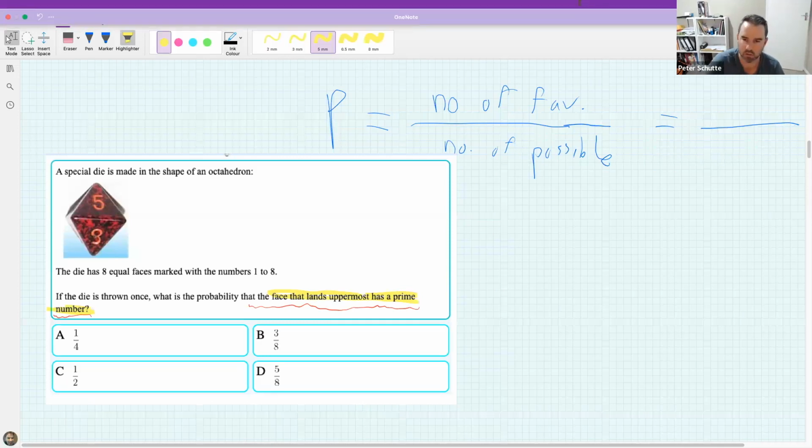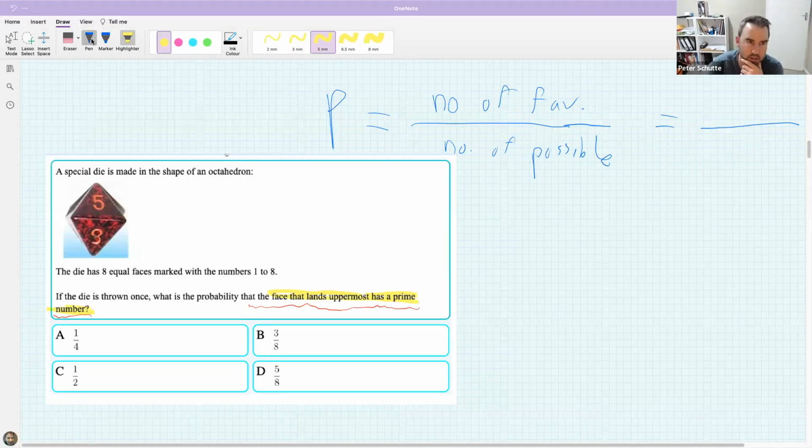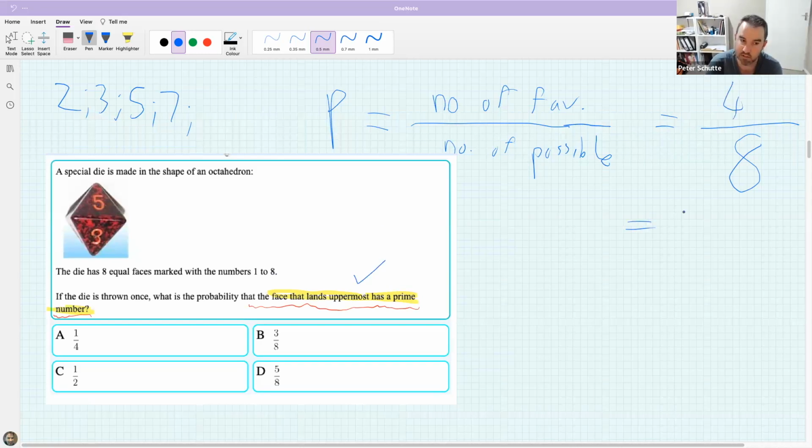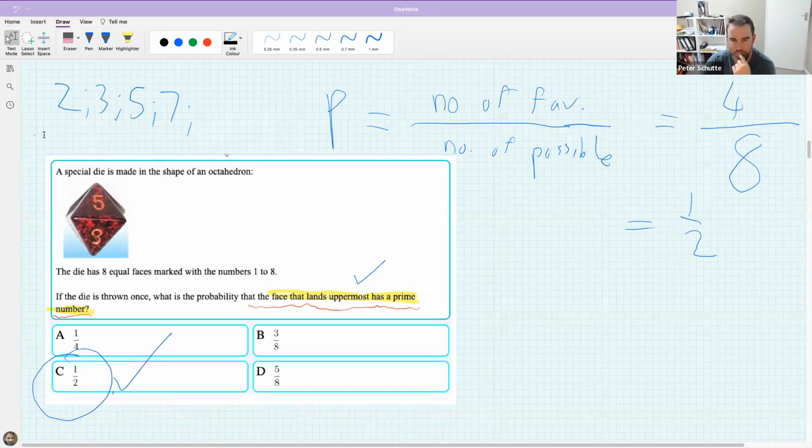Okay, how are we doing? So I think it's still 8. Well, I know it's still 8 in terms of possibles, but which ones are primes? Well, 2 is a prime, 3 is a prime, 5 is a prime, 7 is a prime. So how many options are favorable for this event question? It's 4 out of 8. There's no 4 out of 8, but 4 out of 8 is the same as a half. And so the correct option is C.